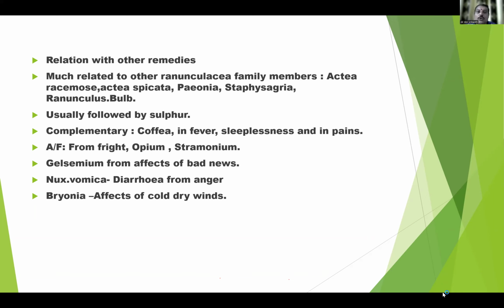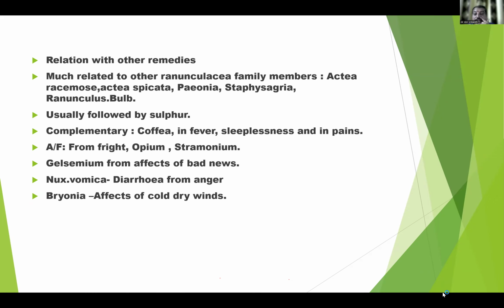So make a note of each and every remedy, both positive and negative. Positive, it's okay. Negative, learn more. Keep on studying, improve yourself, go through the philosophy of Kent, go through the lesser writings of Kent and Hahnemann. Get a deeper understanding of homeopathic philosophy. Okay, right. So another complementary remedy is coffea.